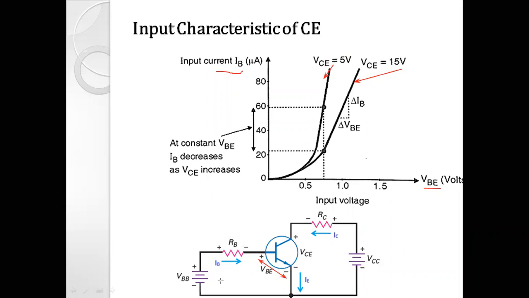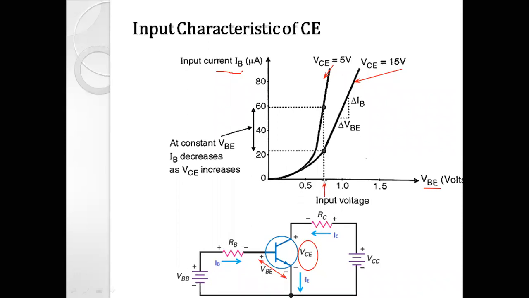What is VCE? VCE is the output voltage for this configuration, that is, the voltage between the collector and the emitter terminal. So what happens if I change VCE while maintaining the input voltage at some specific value? You can see the effect of change in the output voltage on the input characteristic in the graph here.